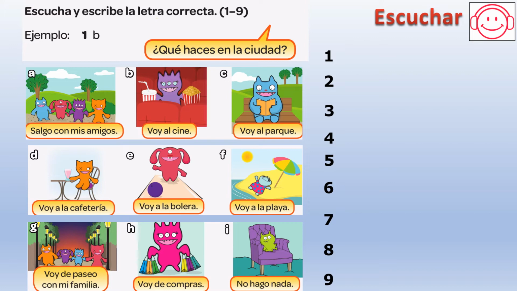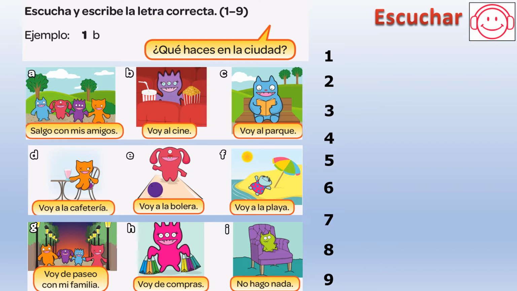I'm going to introduce the second objective using a listening activity. 9 people will be asked the question, ¿Qué haces en la ciudad? What do you do in town? You need to write 1 to 9 and write the correct letter next to the correct number. Right, get yourselves ready because the listening is about to start.